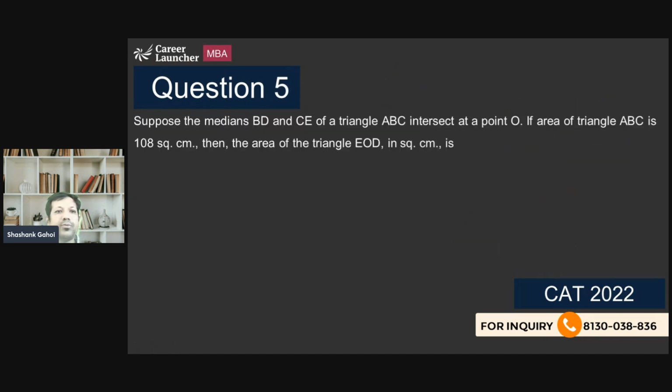Now let's move on to the next one. What does it say? Suppose the medians BD and CE of a triangle intersect at point O. The question is not talking about an equilateral triangle, it is talking about medians. So let's call the vertices A, B, C. BD is a median, so D has to be the midpoint. CE is also a median, so this is E. And these two intersect at O.